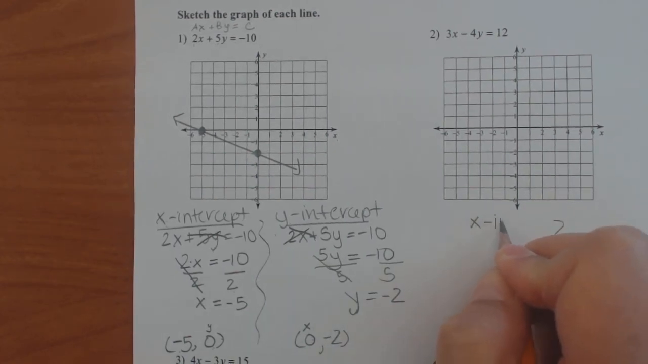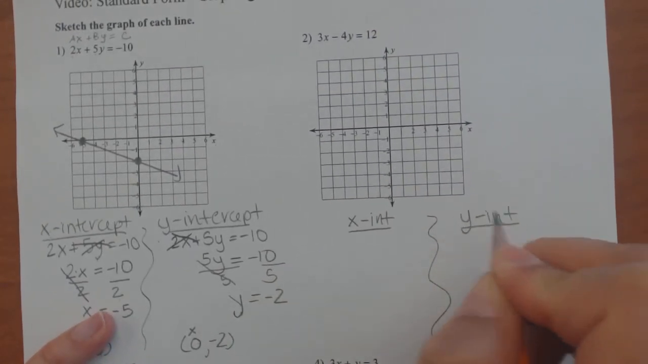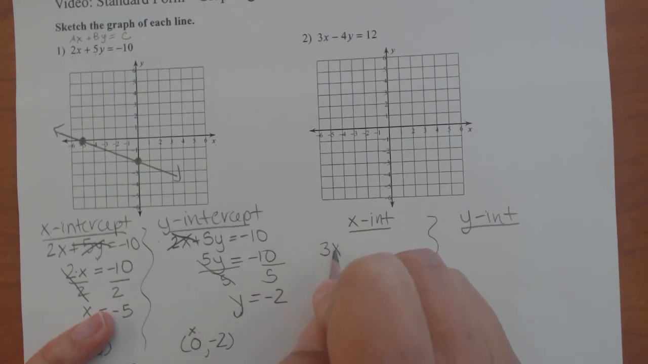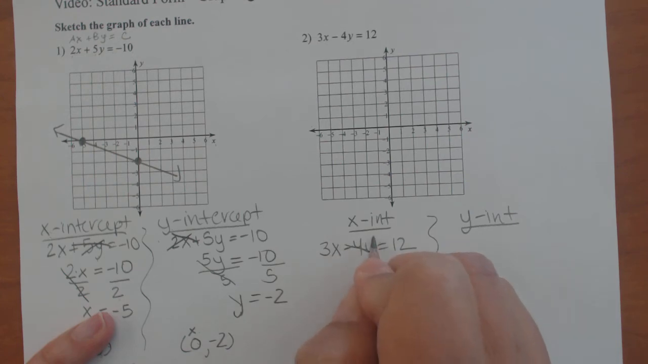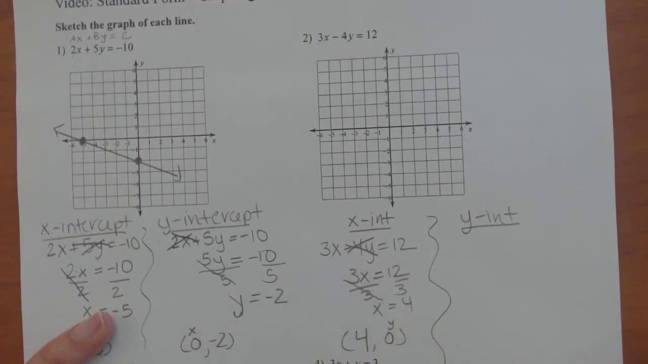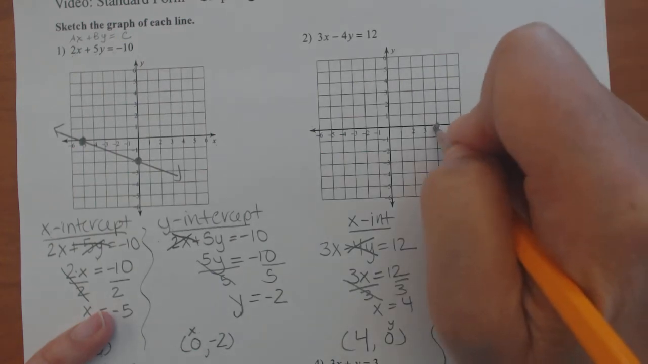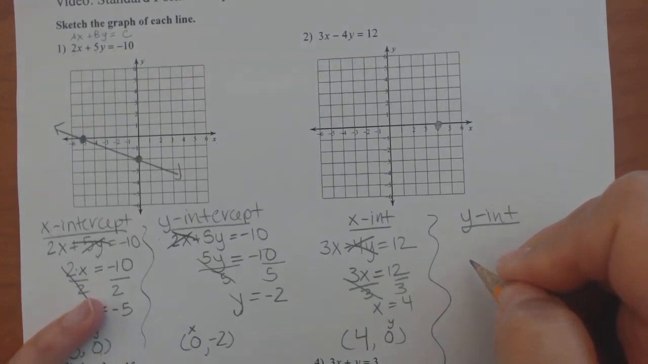Instead of writing the word out, I'm just going to write x into here, and I'm going to write y into here. My x-intercept, 3x minus 4y equals 12. For x, that means 0 in for y, because they're going to be different variables. So that means I'm crossing my y term out completely. I'm left with 3x equals 12. Divide both sides by 3, x equals 4. So my x-intercept is 4, 0. I go to 4 on my x-axis because I'm looking for my x-intercept. And there we have our first point.